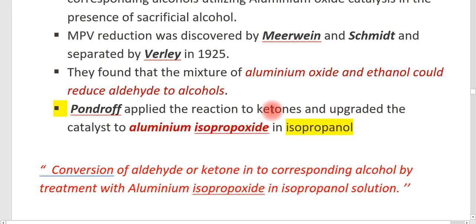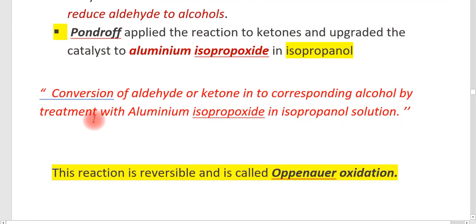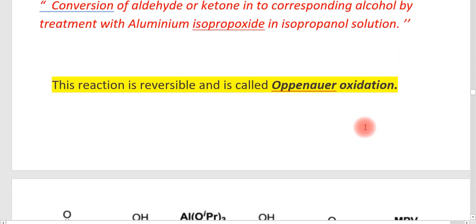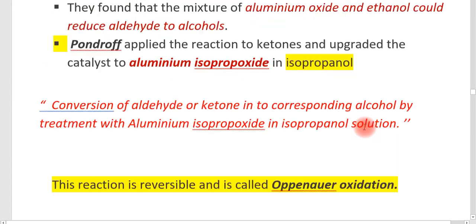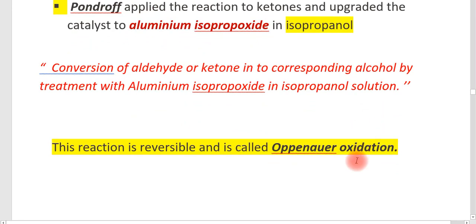In the earlier case, they used a mixture of aluminum ethoxide and ethanol that converted aldehydes. After that, they upgraded the catalyst. Why did they upgrade? In order to apply the same reaction to ketones also, they upgraded the catalyst to aluminum isopropoxide in isopropanol. Therefore, the conversion of aldehydes or ketones into the corresponding alcohol by treatment with aluminum isopropoxide in isopropanol solution is called the MPV reduction, the Meerwein-Ponndorf-Verley reduction.